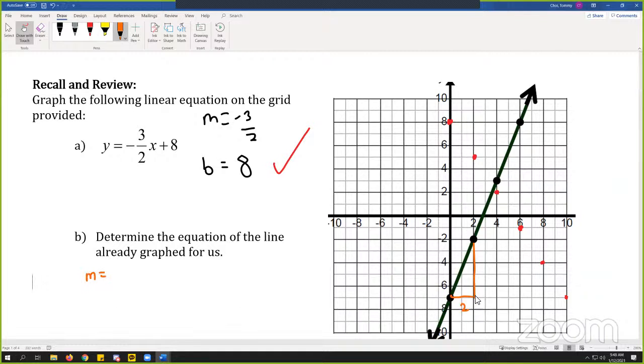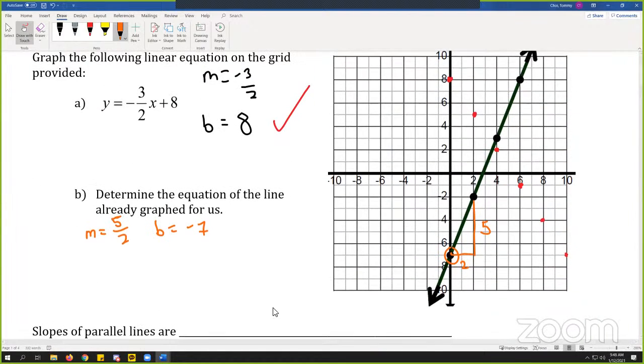Our run is 2, and our rise is 1, 2, 3, 4, 5. So our rise is 5. Our run is 2. So there's our slope. Our y-intercept is right there. That's touching the y-axis at -7. So the y-intercept is -7. We can then plug it into our final equation, y equals mx plus b. So we should get y equals 5 over 2x minus 7. Are there any questions about this?